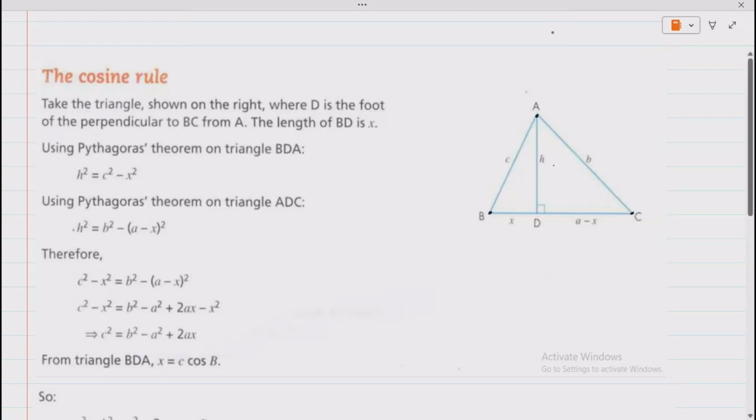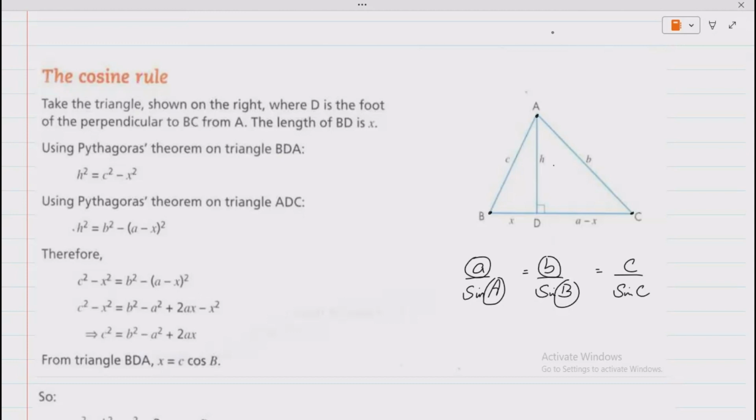Previously we derived the sine rule. The problem with the sine rule is this: the sine rule is a upon sine A equals b upon sine B equals c upon sine C. Whenever we want to use this law to solve for any unknown, we must have at least two angles or at least two sides.